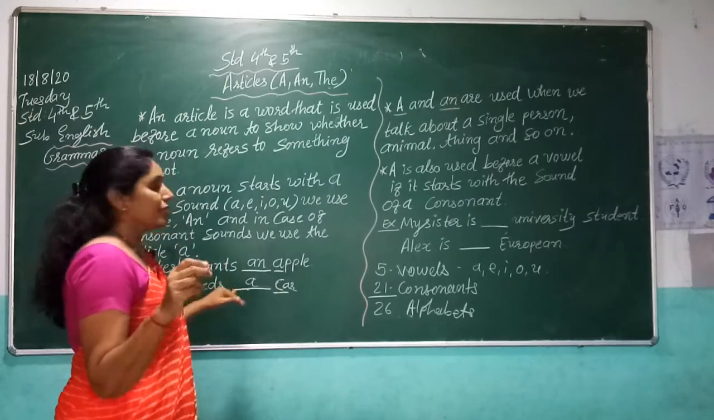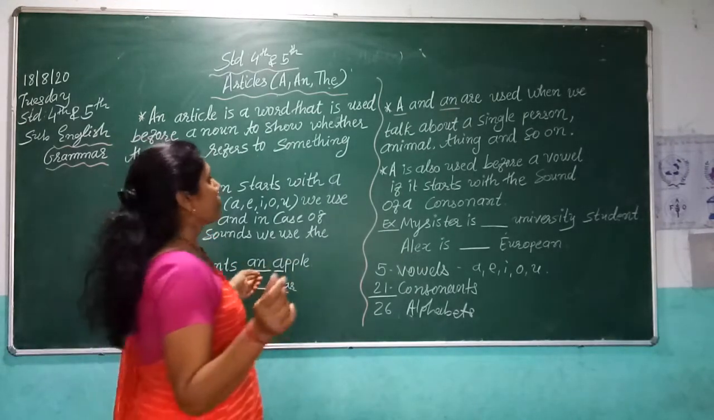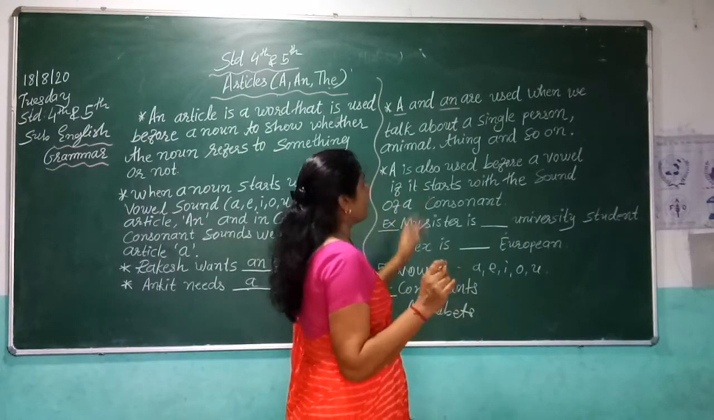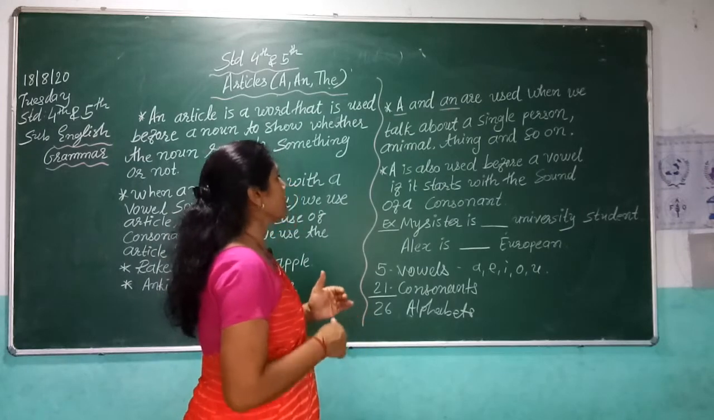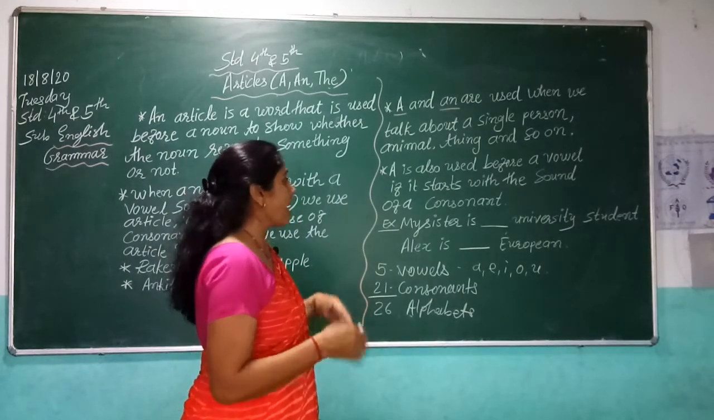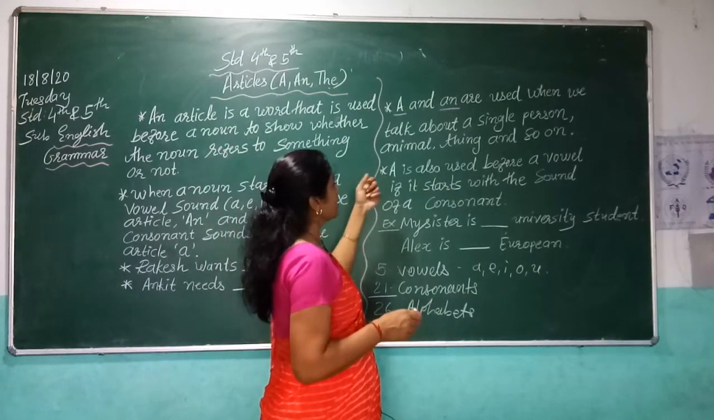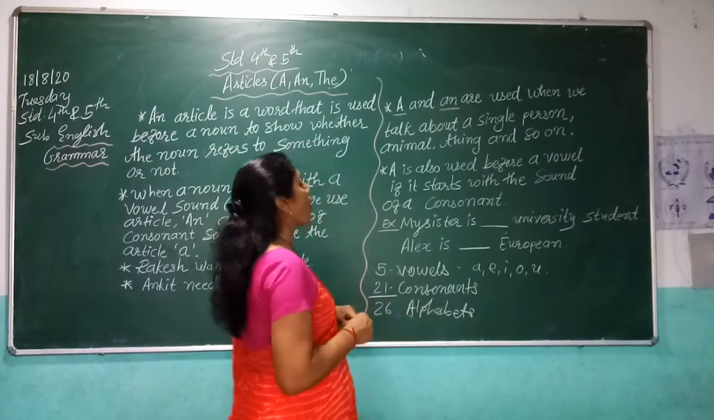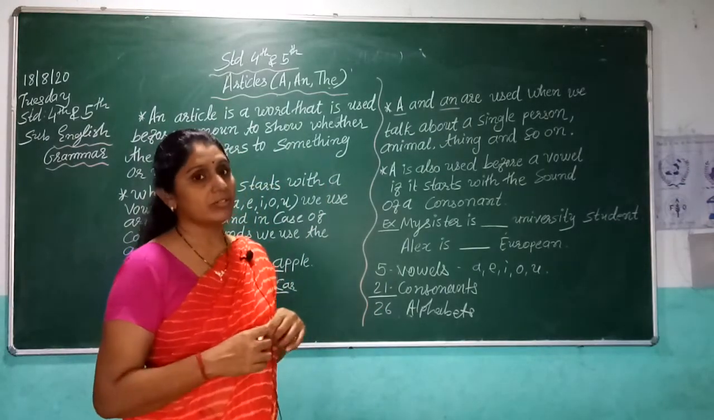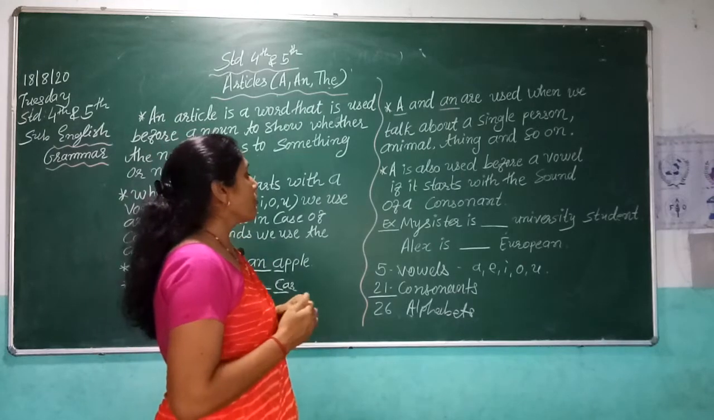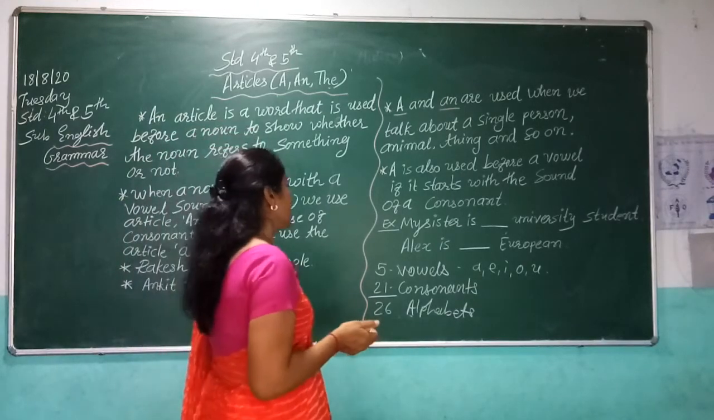Okay, car. There is only one car. There is no cars. Understand? So a and an are used when we talk about a single person, animals, things, and so on. And a is also used before a vowel if it starts with the sound of a consonant. If it starts with the sound of a consonant, then you can write a.